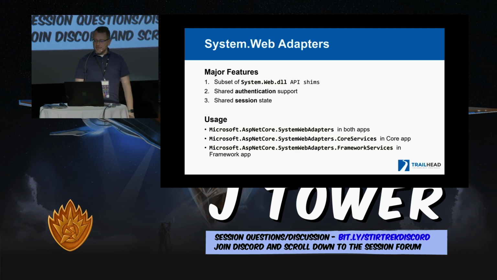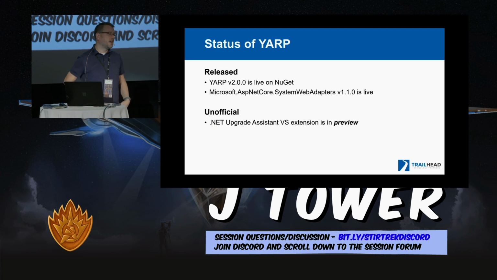Also, if you want to hit me up online, I'd be happy to help you through any of those processes as well. So YARP is in 2.0 right now. It's in production. System web adapters are in 1.1 right now. Both of those are getting updated really regularly, so you definitely want to keep an eye on that.